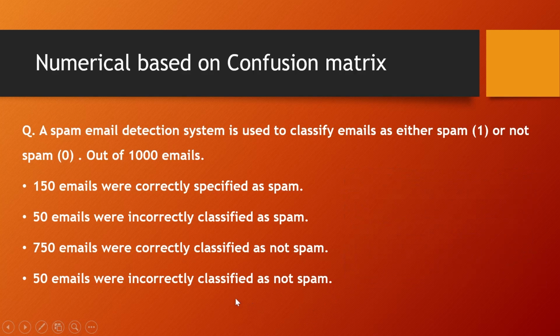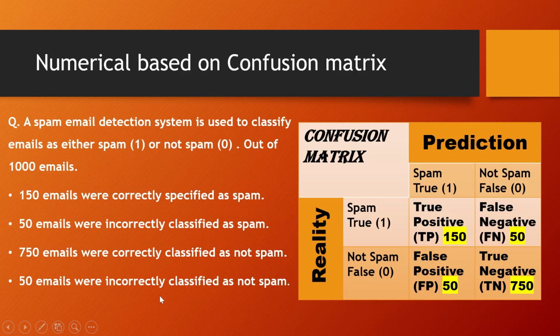Now, when you are able to classify all 4 categories as true positive, false positive, true negative and false negative, then it will be easy to do all the calculations. So, for simplicity, I have put this into the confusion matrix. You can see the first scenario, spam, 150 emails, will be considered as true positive. 50 emails incorrectly classified as spam, the case of false positive, means prediction is true and reality is false. 750 mails correctly classified as not spam, then 50 mails were incorrectly classified as not spam. So you can see all values are here.